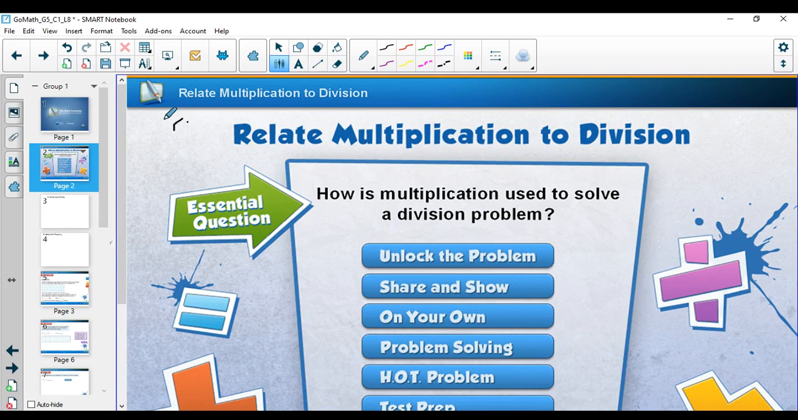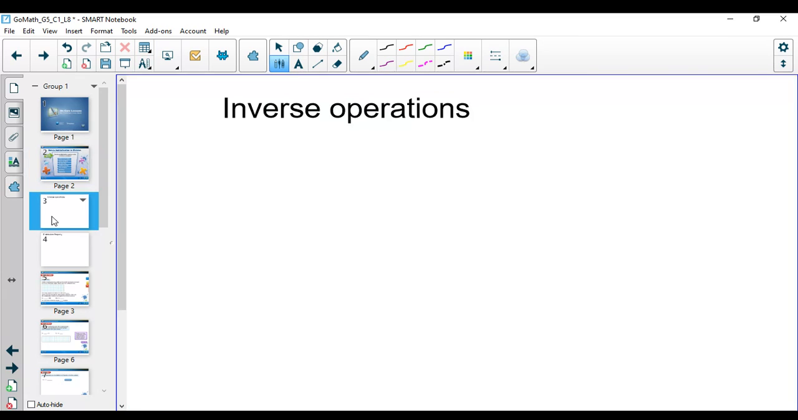All right, today we're going to be looking at lesson 1.8, and we're going to be looking at how multiplication and division are related to one another. To begin, we're going to talk about the fact that multiplication and division are what we call inverse operations. So that means that they are going to undo one another, right?